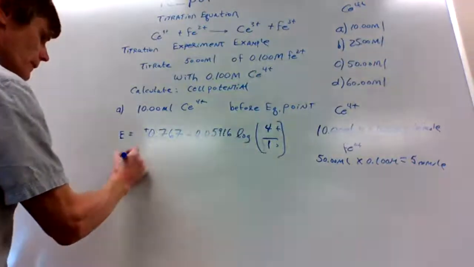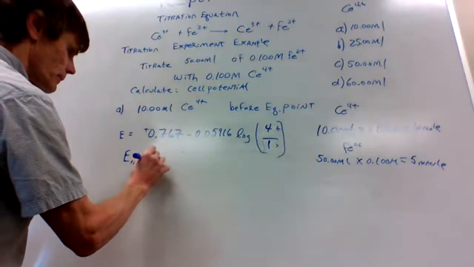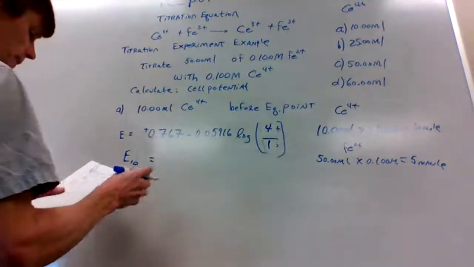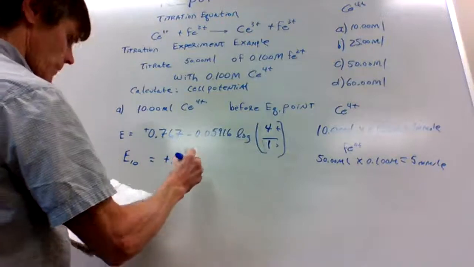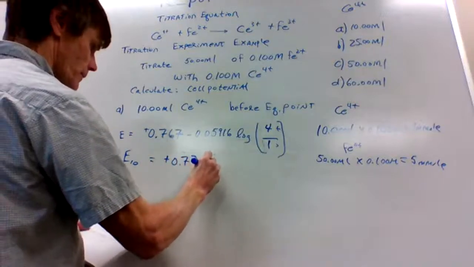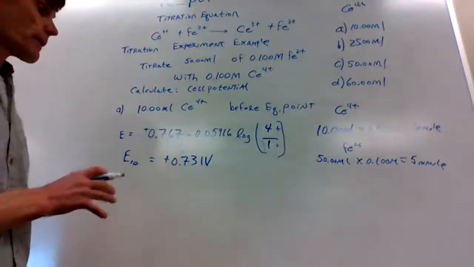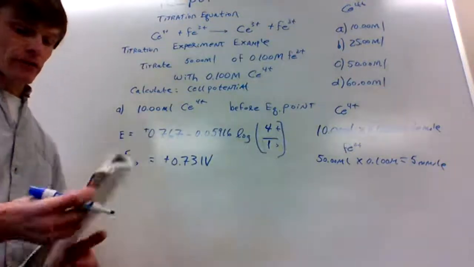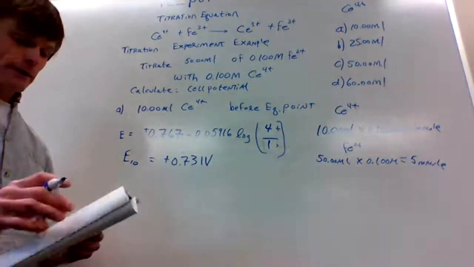Let's erase our table. If we plug these numbers into our calculator, positive 0.767 minus 0.05916 times the log of 4, the E at 10 milliliters is positive 0.731 volts. So far, everybody got that? Any questions? Send me comments. I'll be answering them online.